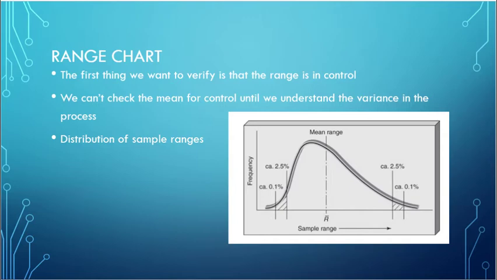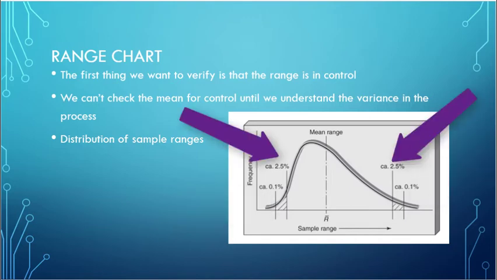So if you think about the distribution of a range, we know that it is not a symmetric distribution because the tails can't go the same distance in both directions. In particular, a range can never be negative, so the range is not normally distributed. So we're going to set the action limits so that 0.1% of the population is outside of the action limits, and the warning limits so 2.5% of the population is outside of the warning limits.